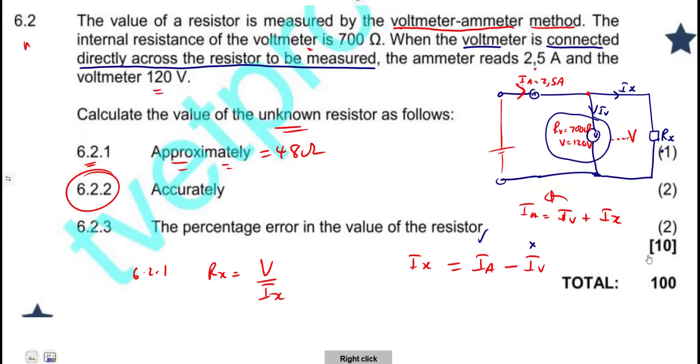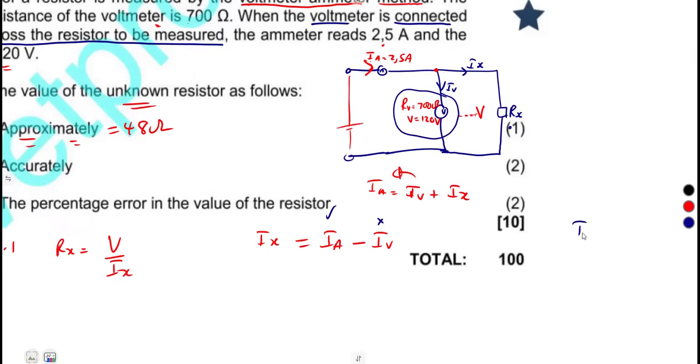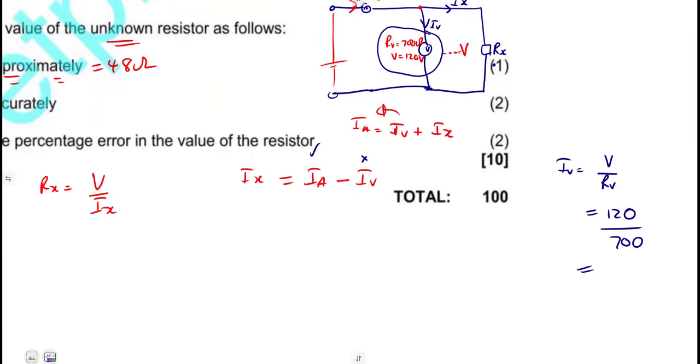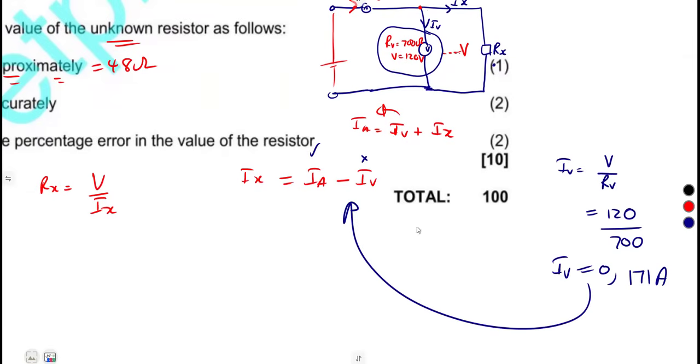So IV can be determined as we have voltage and resistance. Voltage 120, resistance 700. So you see, guys, this one is just playing around. It gives 0.171 amperes. We take it here to find our IX, the current across the unknown resistor.